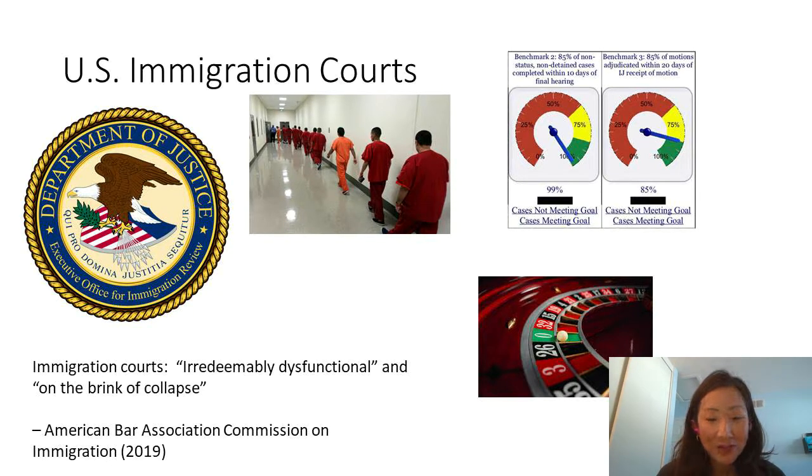The American Bar Association Commission on Immigration stated in a 2019 report that the U.S. immigration courts are irredeemably dysfunctional and on the brink of collapse. And some of the critiques of the U.S. immigration courts have included basic structural features of the system, such as the fact that the immigration courts, despite the name, are not actually part of the American judicial branch of government. Instead, they're part of the executive branch, specifically the Department of Justice. And immigration judges are supervised by the Attorney General, who serves at the pleasure of the U.S. President. The U.S. system of immigration detention also imposes serious fairness concerns on respondents' ability to navigate defenses to deportation, as well as carries other high human costs.